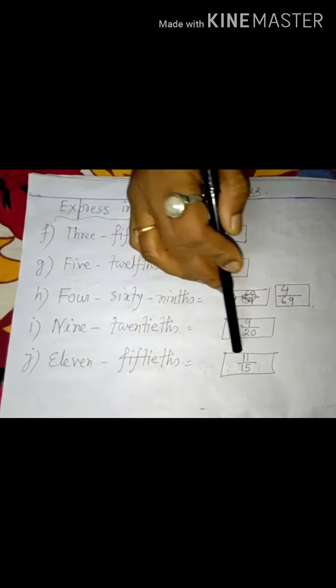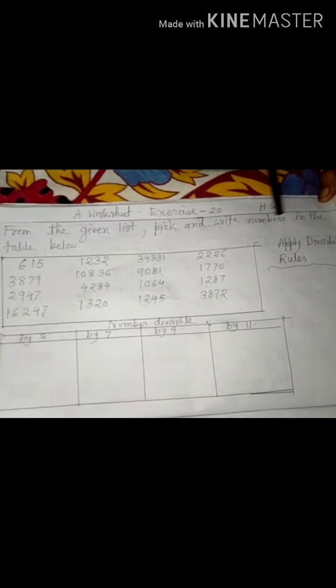So now I hold every page for 2 or 3 seconds. I do it in a worksheet now. Worksheet exercise 20. From the given list, pick and write numbers in the table below.